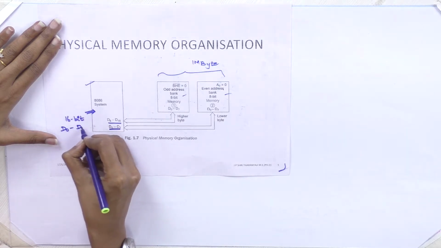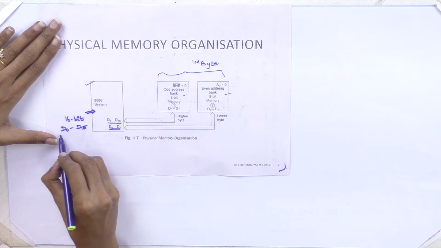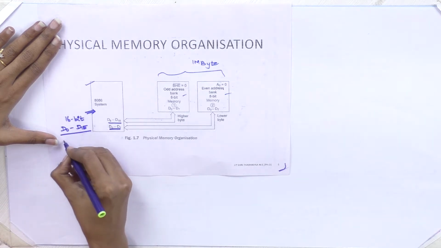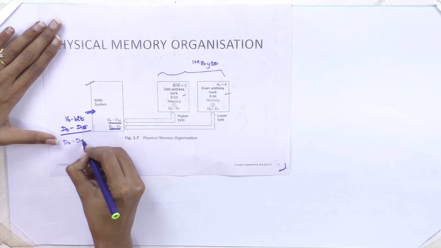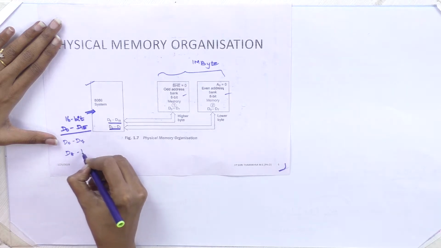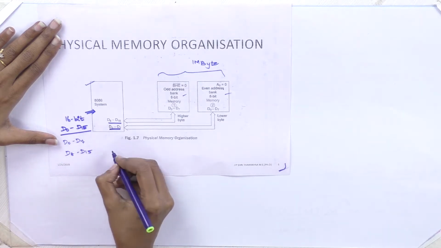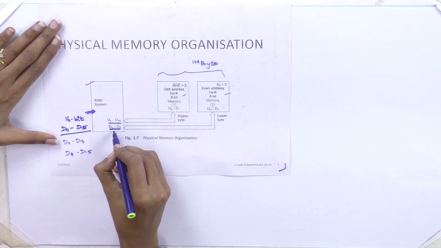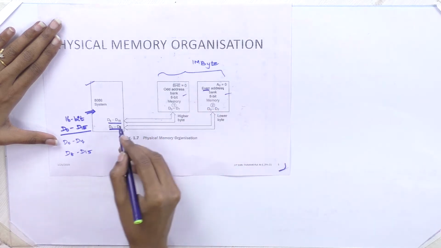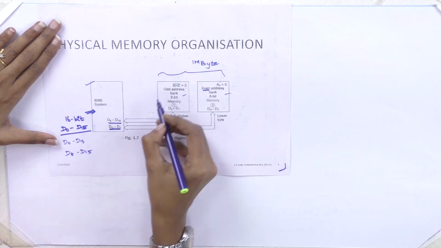So D0 to D15. This 16-bit data has a lower byte of D0 to D7 and a higher byte of D8 to D15. So in the 16-bit value, the lower byte value will get stored in the even address and the higher byte value will get stored in the odd address.